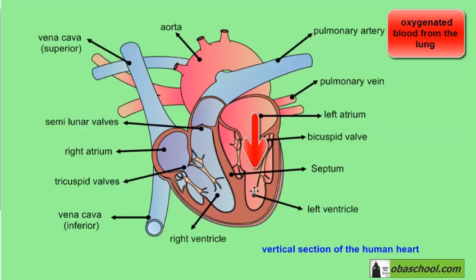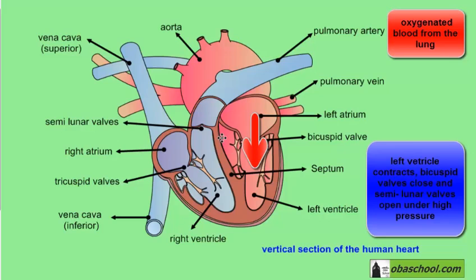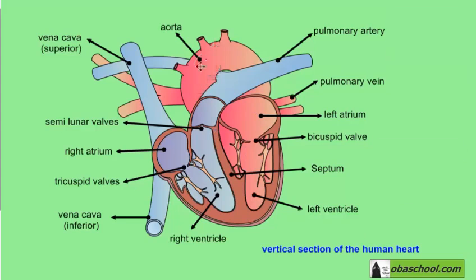So now the oxygenated blood is in the ventricle. We need to take it to the organs of the body. So what happens is that the left ventricle will contract, the bicuspid valve will close so that the pressure of the contraction of the left ventricle does not push the blood back into the atrium. Instead, the pressure will push the blood into the aorta through the semilunar valve. The pressure will cause the semilunar valve to open. Blood will go through the aorta to the body organs, and the body organs will be supplied with oxygenated blood.